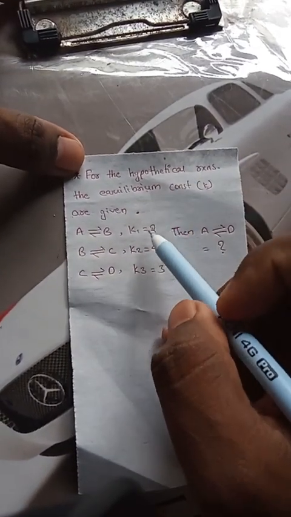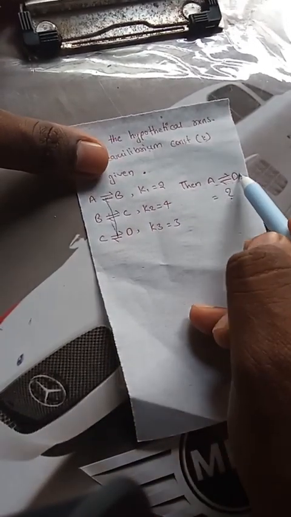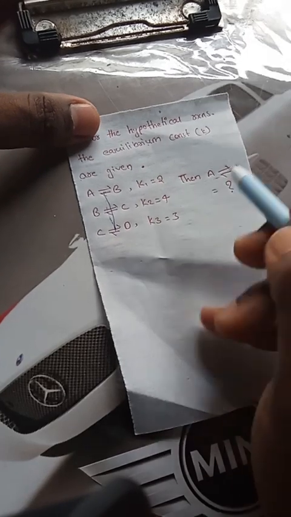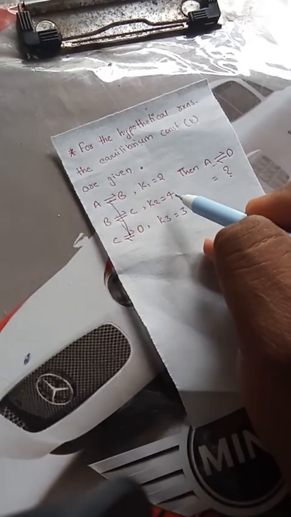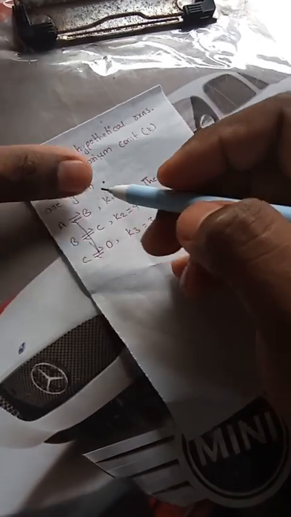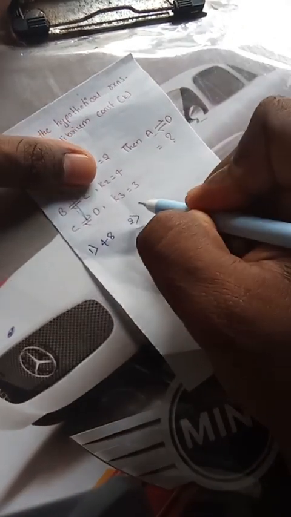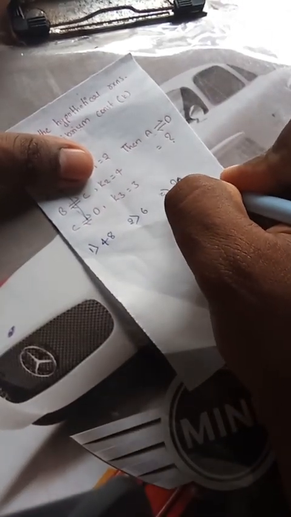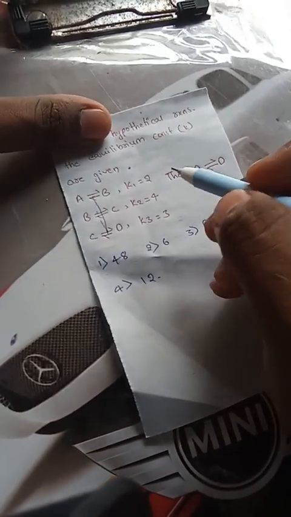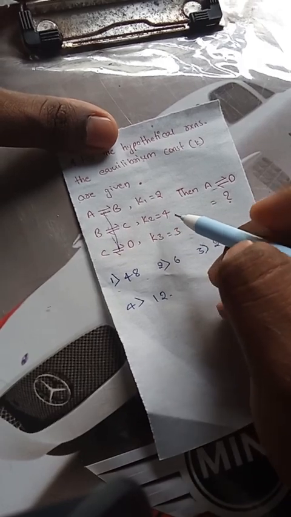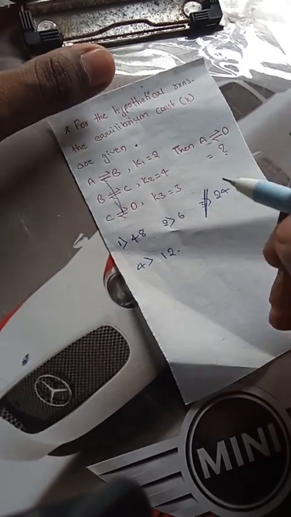Whenever the question is given like this, they have given 3 reactions and they're asking about the 4th reaction. So this time, just a simple trick is to multiply all of these. Let me write the options for this. First one is 48, the second one is 6, the third 24, and the fourth one is 12. Just multiply this and we're going to get the answer. So 4 times 8 is 32, and 8 times 3 is 24. Answer is this. Simple.